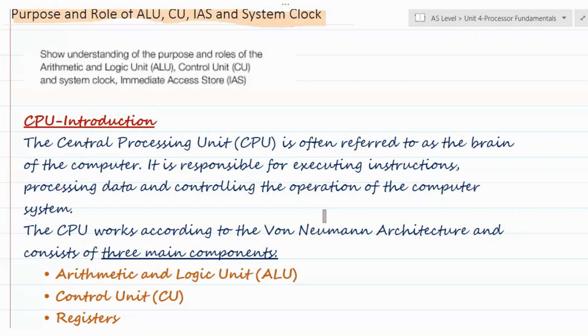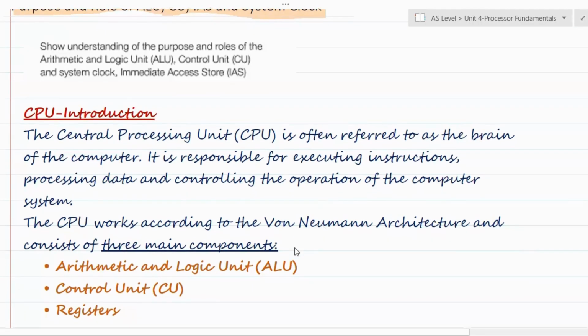Now, think about this for a moment. When you open Google Chrome, play a game, watch a YouTube video, or even calculate something using a calculator app, how does the computer actually know what to do? There must be a part of the computer that performs calculations, a part that controls everything, and a place where instructions are stored while they are being used. And that's exactly what we are going to learn today. So let's get started.